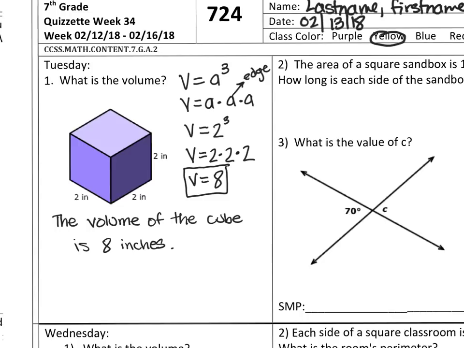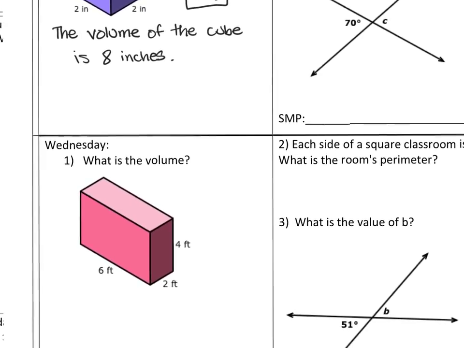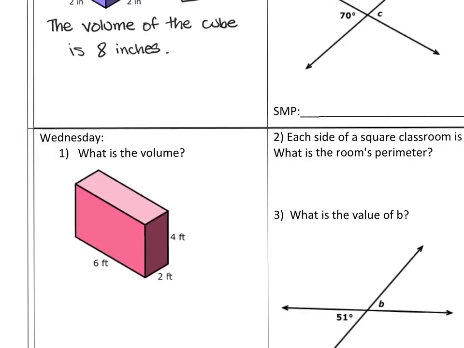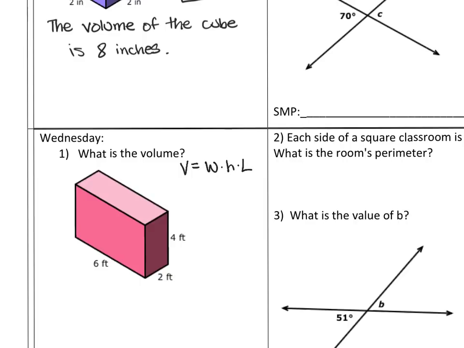Now, the volume of a cube is completely different from the volume of a right prism. Wednesday number 1 gives you a right prism. Here, the volume would be V equals width times height times length. If you pay attention, your width is different from your height and it's different from your length. But regardless, you're going to multiply all 3 of those quantities. So you would have 2 times 4 times 6.